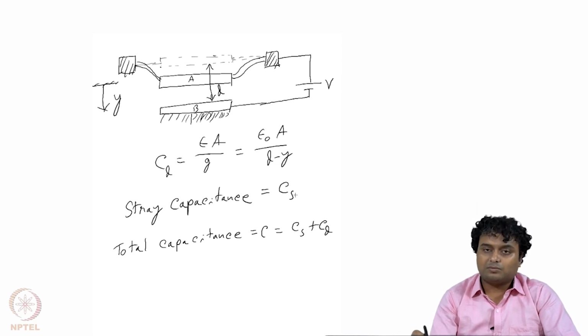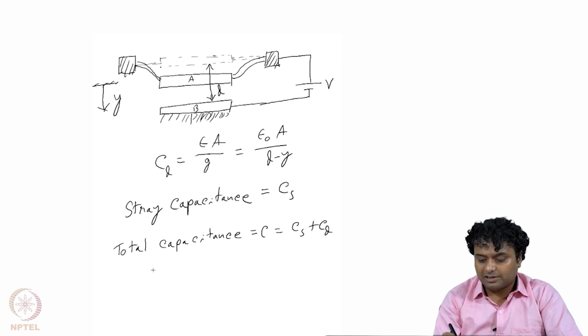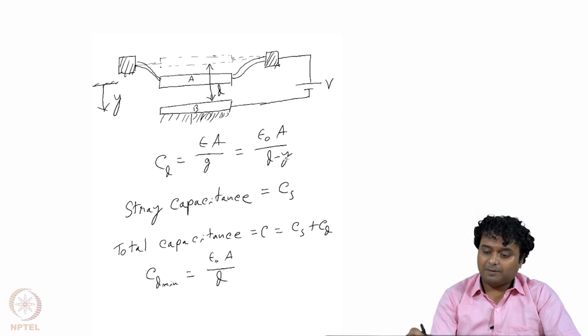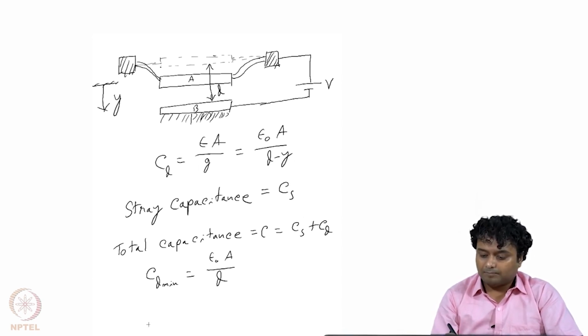Now this Cs is from the external circuitry, so it cannot change, but the device capacitance can change because of the different gap or different y. Now what is the minimum value of device capacitance? CD min is equal to epsilon naught A by D, because y can be 0, while it is not deflected at all. So this is the CD min. What is the CD max?